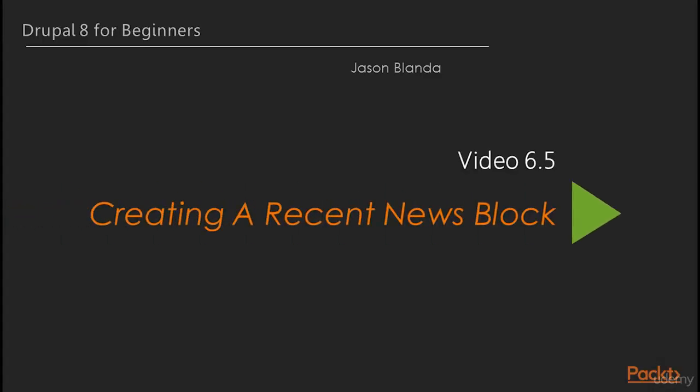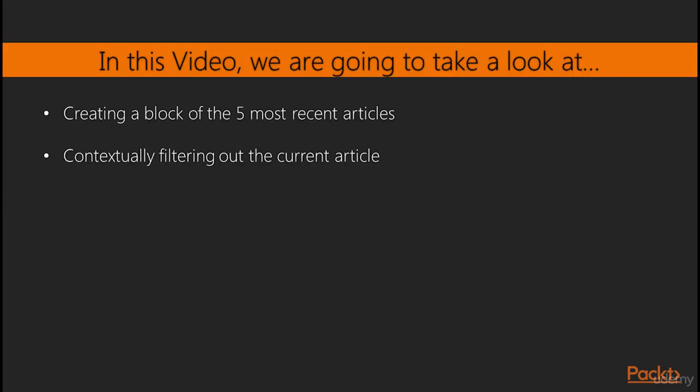In this video, we're going to be creating a recent news block. We're going to be creating a block of the top 5 most recent articles, and then we're going to be contextually filtering out the current article that we're viewing. This is going to be very similar to what we did earlier in this series.